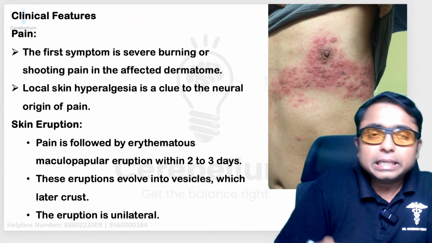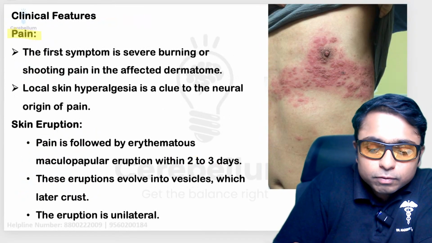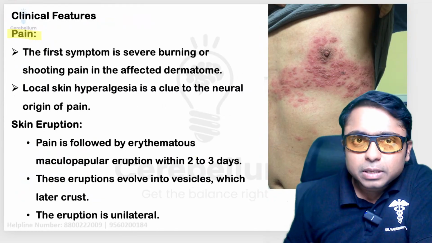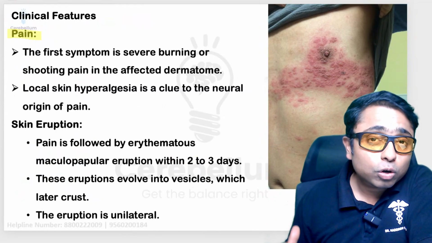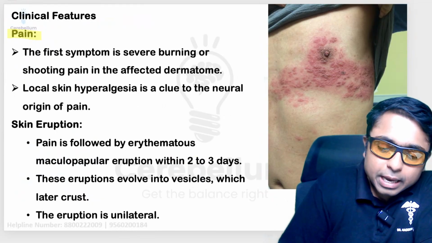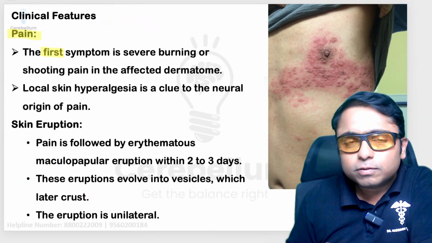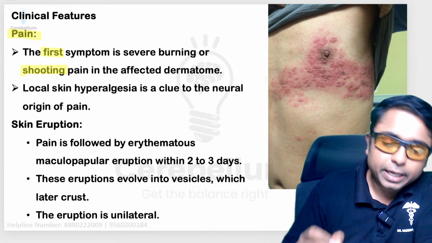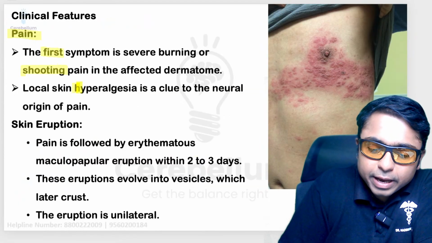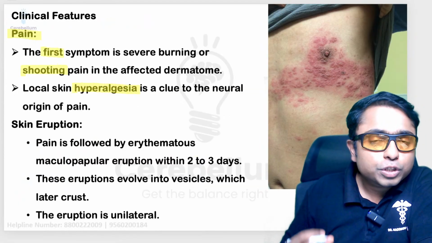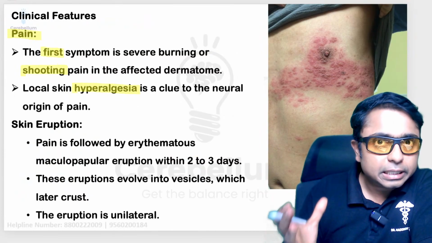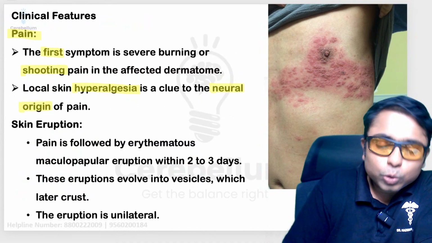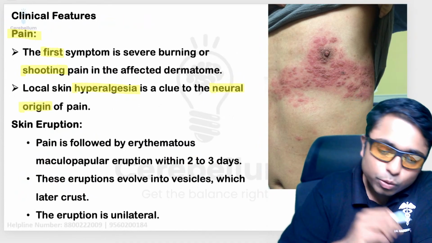So let us look at the clinical features. The main problem which the patients are going to face is the pain. Even before the skin lesions are visible clinically, the patients will complain of a lot of pain over the skin. This is the first symptom, and it can be of any type of pain. It can be burning type, or stabbing type, or shooting type. Also patients are going to have excessive pain out of proportion to the skin lesions which are clinically seen, so we call it skin hyperalgesia, and this is going to give you a clue that it is basically a pain due to neural origin.